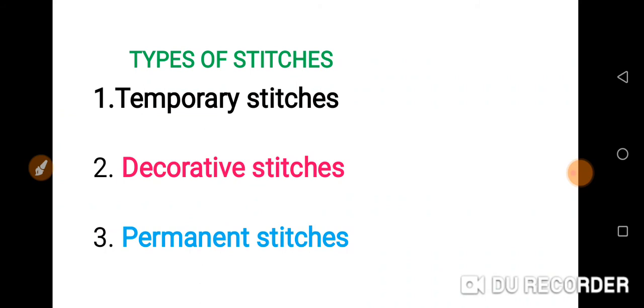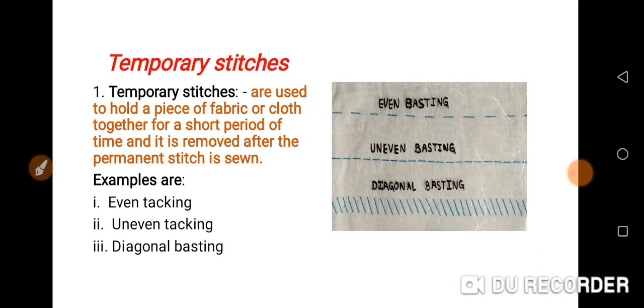Now, remember that we are talking about stitches and seams. Types of stitches. We have temporary stitches, decorative stitches, and permanent stitches. When you talk about temporary stitches, they are used to hold a piece of fabric or cloth together for a short period of time, and they are removed after the permanent stitch is sewn.